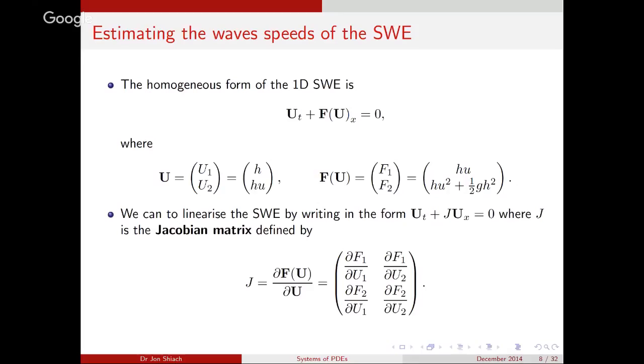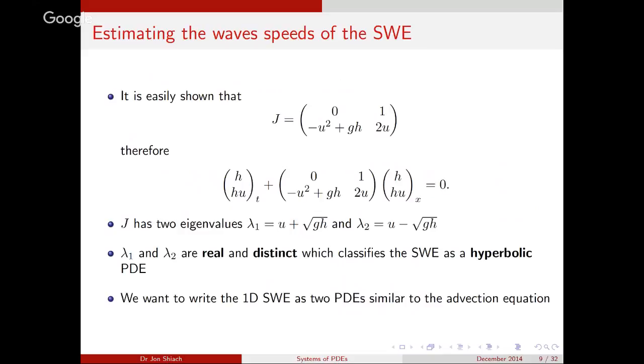For stability purposes, how do we work out our maximum allowable time step? We need to know what the velocity is. And for the velocity, we choose the maximum possible velocity, because the velocity changes. Last week, we looked at calculating the Jacobian for this system, and we saw that the eigenvalues of the Jacobian were u plus root gh and u minus root gh. They are the fastest and slowest possible wave speeds. So the eigenvalues are our wave speeds for our shallow water equations.